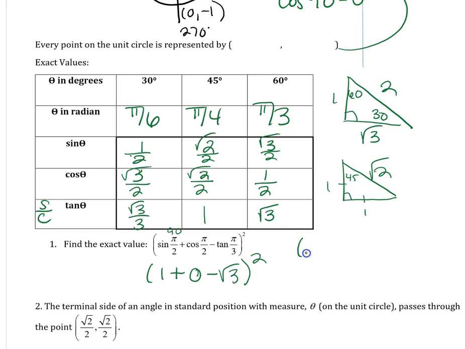Okay, so that would be 1 minus radical 3 squared. And then you'd FOIL that out, which I'm not going to do. I'll just kind of leave it like that.